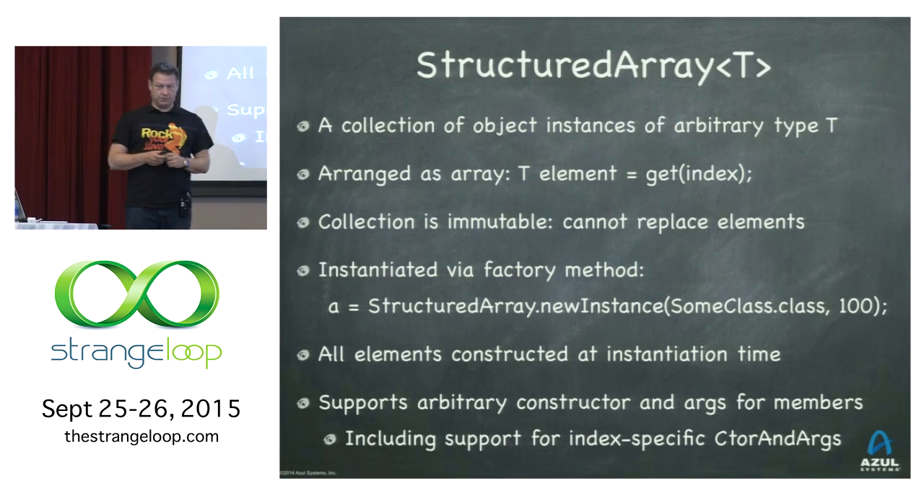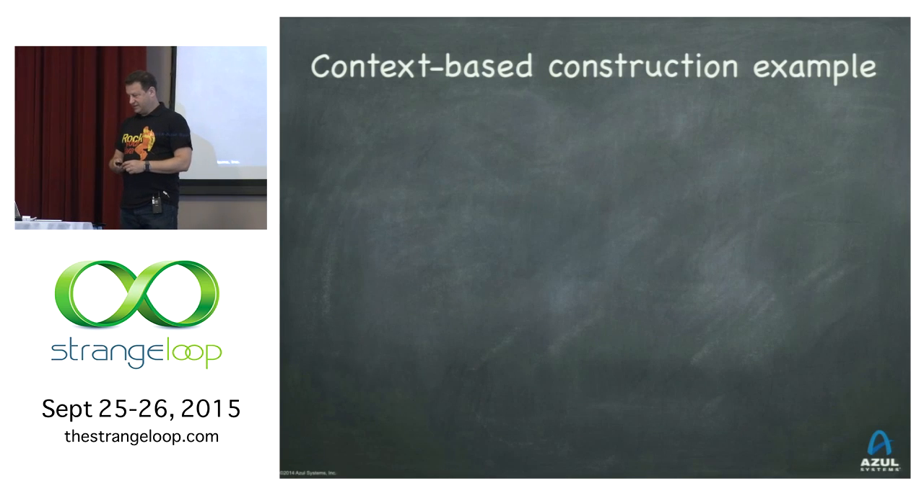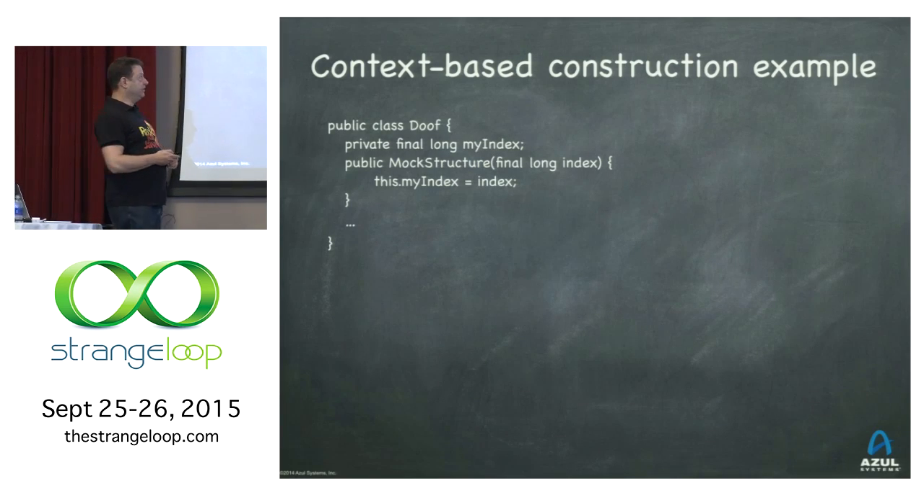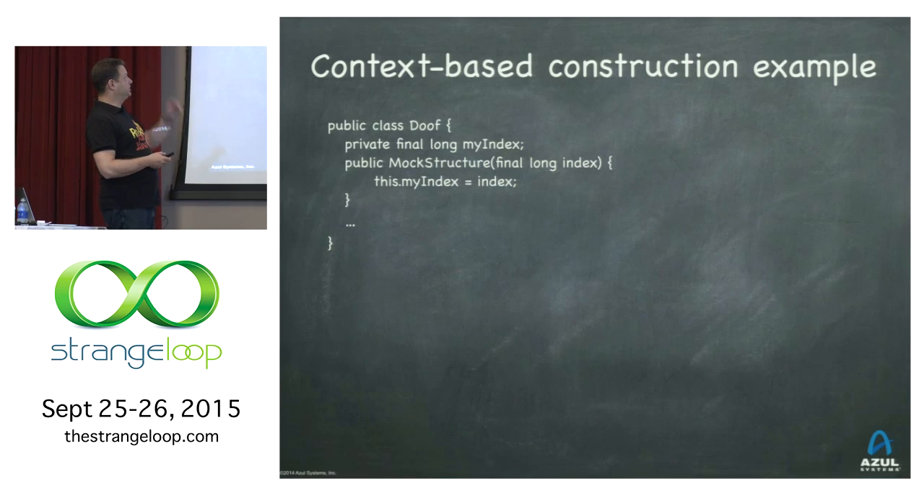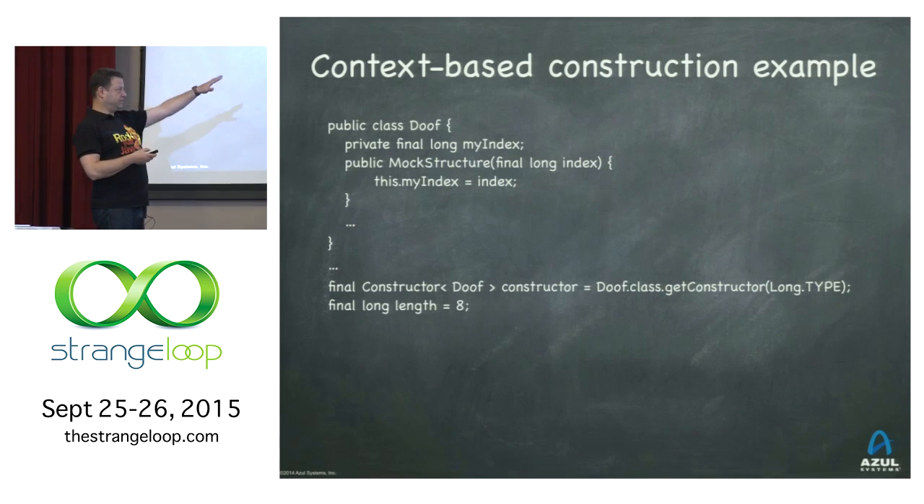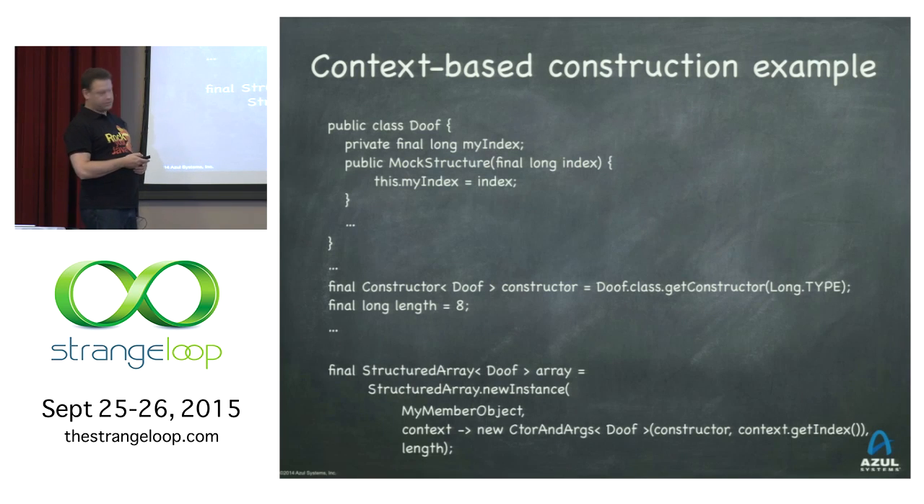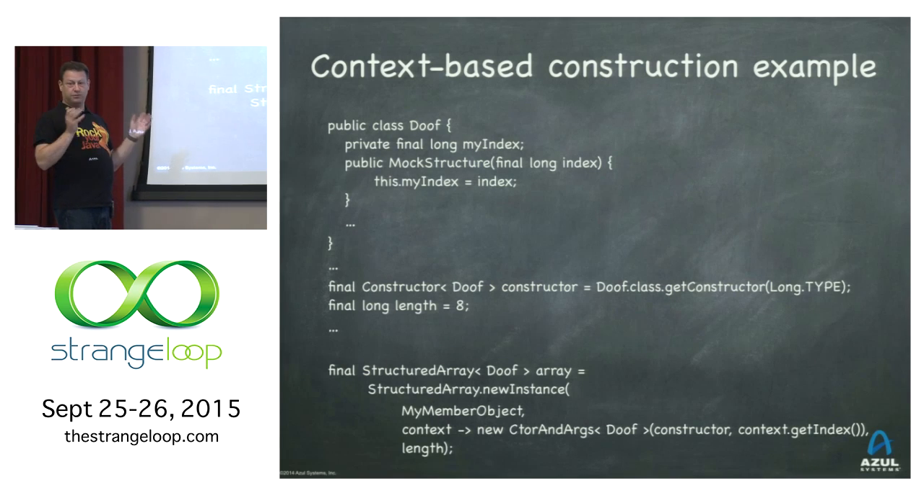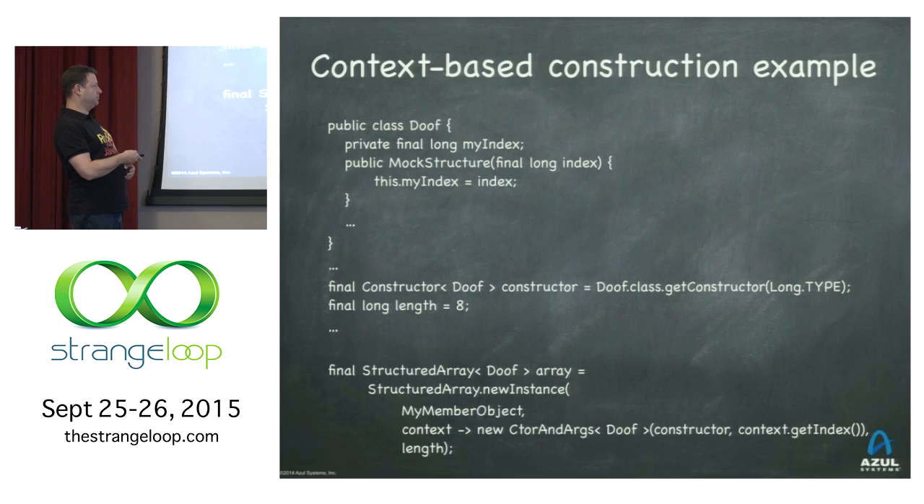So all these things are taken into account and supported. We have this thing called a constructor and args that we created to do that. And this is an example of context-based creation of an array. Suppose I have this class Doof, and it kind of knows what its index is in a container, because it wants to. I don't know why, but it wants to. And here's how I create it, I get the constructor and I want a length of 8. And here's the code. This is strange, it rolled off the bottom. Okay, here's code. I think there's a missing line there, but okay. Here's the code for actually instantiating this array. I'm making a new instance of structured array.